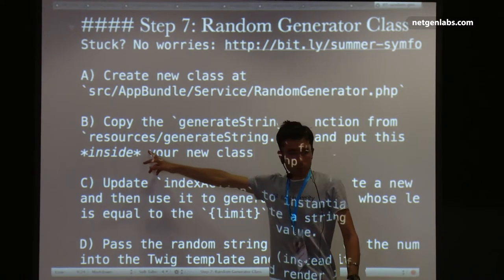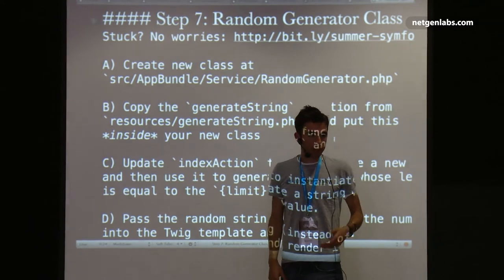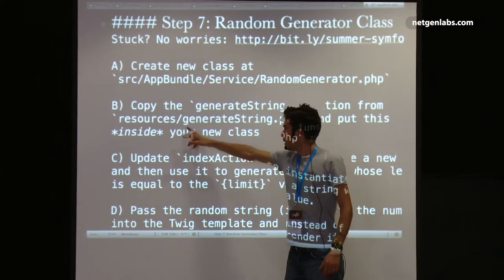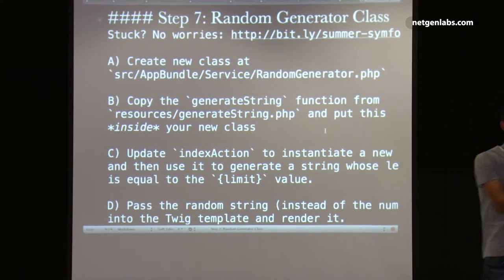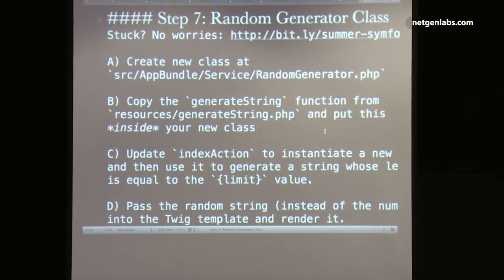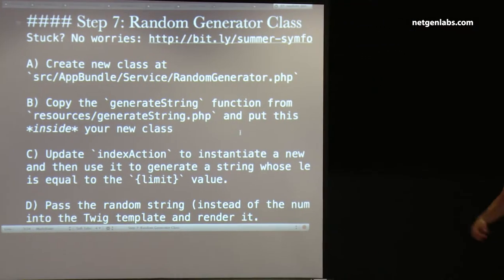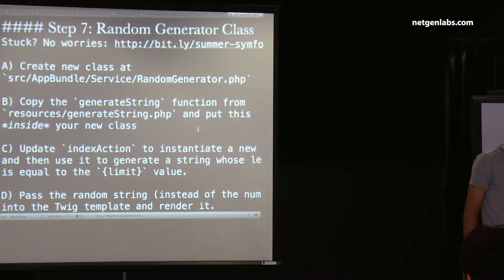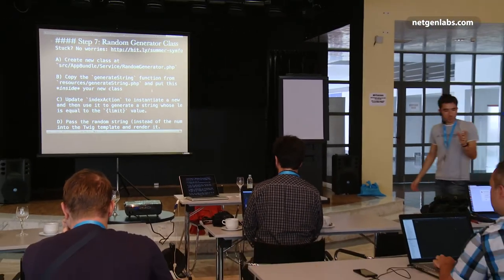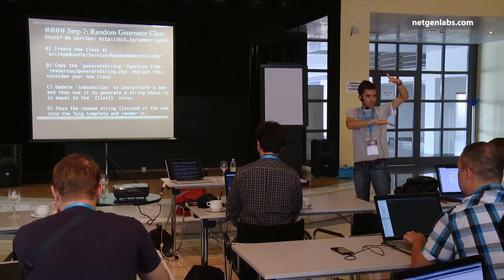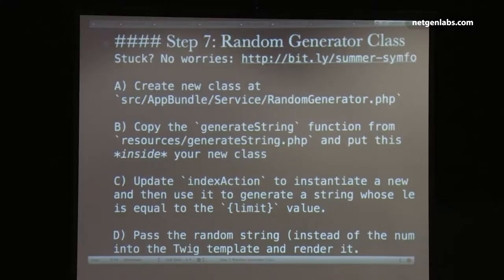You'll find this function inside the code itself. We have a resources directory that I made. It has nothing to do with Symfony; it's just some places where I put code for you. Inside there, there's a function called generateString.php. I want you to copy the contents of that file into your RandomGenerator class. I'm going to type this up in a second, but the end result is that we will have a class called RandomGenerator with a single function inside of it called generateString.